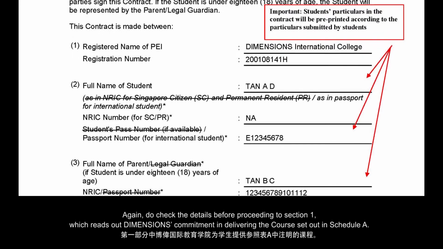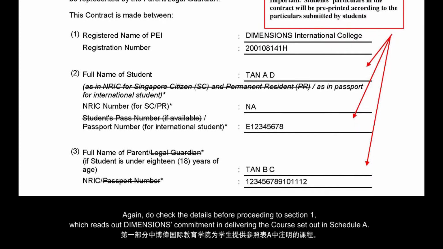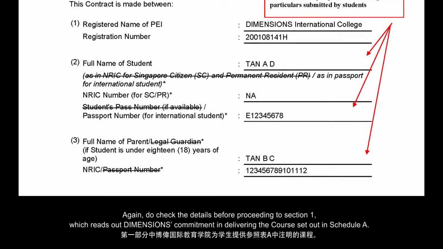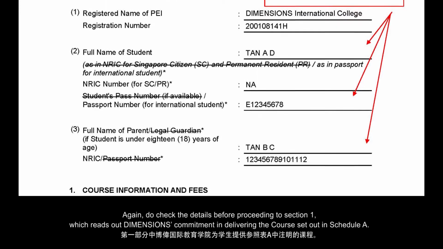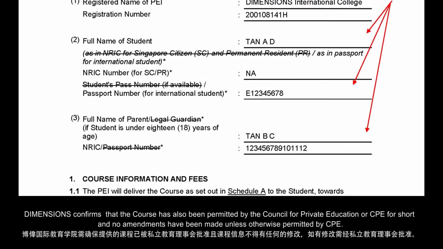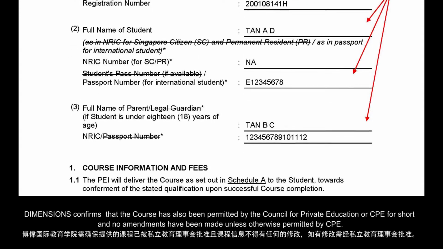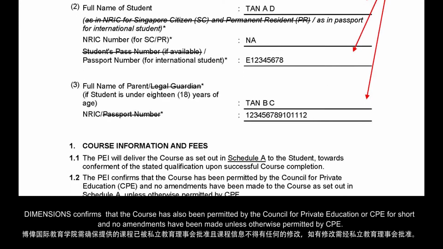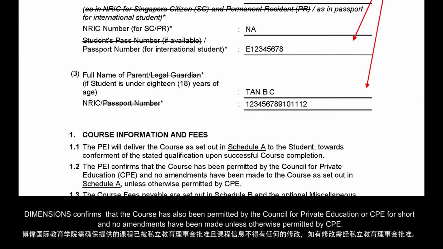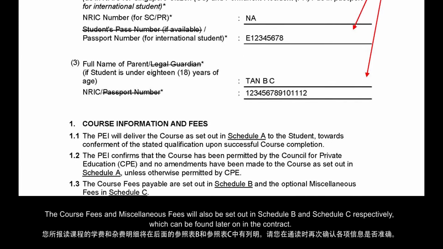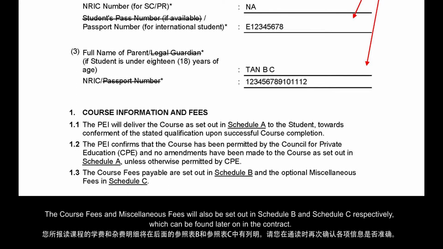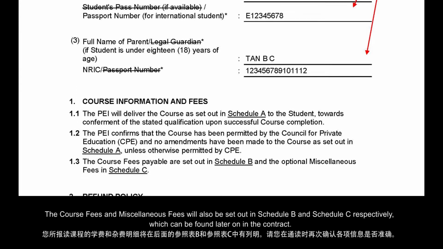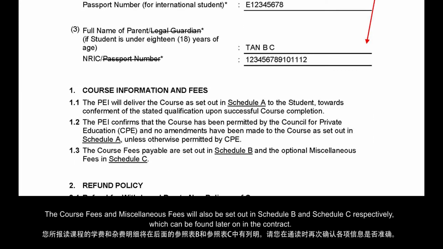Again, do check the details before proceeding to Section 1, which reads out Dimensions' commitment in delivering the course set out in Schedule A. Dimensions confirms that the course has also been permitted by the Council for Private Education, or CPE for short, and no amendments have been made unless otherwise permitted by CPE. The course fees and miscellaneous fees will also be set out in Schedule B and Schedule C respectively, which can be found later on in the contract.